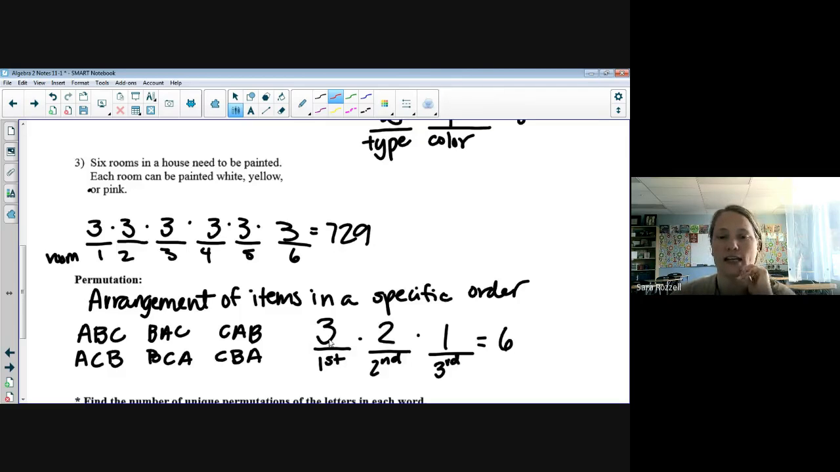What's kind of neat is sometimes you don't want to have to type all of this, the 3 times 2 times 1, especially if it was like 10. You don't want to do 10 times 9 times 8 times 7 times 6 times 5. So there's an operation, and it's the exclamation point. Did you see that on the ACT, or have you seen that on anything where there's an exclamation point? That's called factorial. And that's our exclamation point.